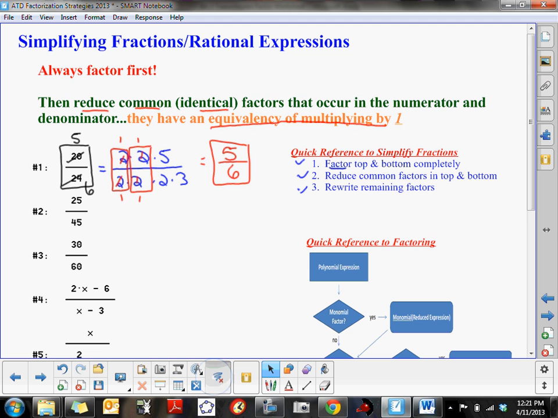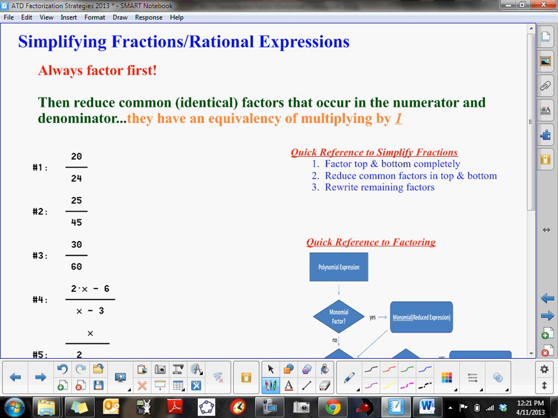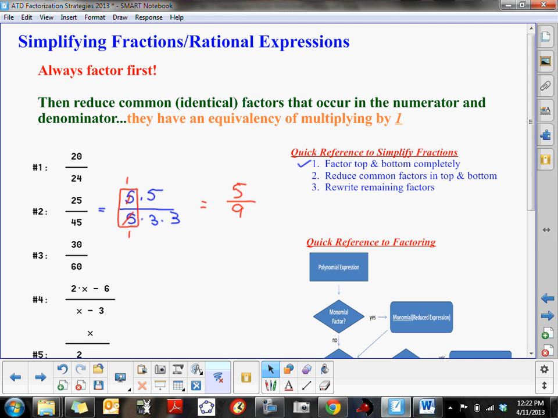So, again, another example of this, only with 25 over 45. First step in all these, I want to factor the numerator and denominator completely. So 25 is 5 times 5, and 45 is 9 times 5, so I'm going to write it as 5 times 3 times 3. Once they're completely factored, as I have them here in prime factorizations, I can look for the same factors in the top and bottom, which are an equivalency of multiplying by 1. A 5 divided by 5 is a 1. And what we're left with is no other common factors to reduce, so it's 5 over, and we're rewriting, then we take 3 times 3, which is 9. So it's 5 over 9. Final example of this, we've got 30 over 60.